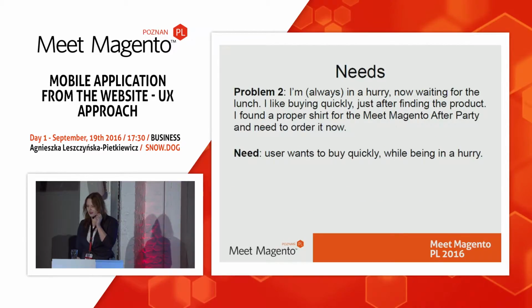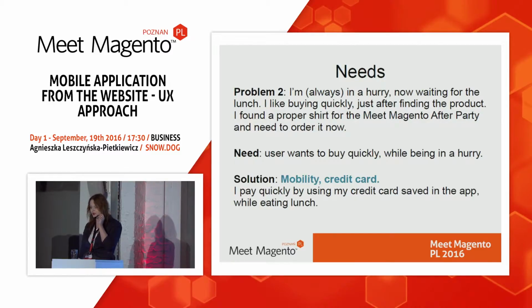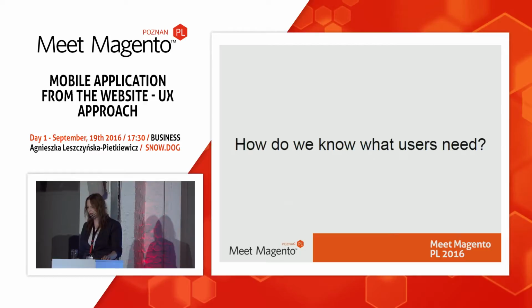Another one: I am in a hurry, now waiting for lunch. I like buying quickly, just after finding the product. So I found a proper shirt for the Meet Agenda after party, and I need to order it right now. So my need is to buy quickly while being in a hurry and sitting by the table. The solution is mobility and a credit card, for example. I can pay quickly using my credit card saved in the app while eating lunch. If you add such a feature to your mobile application, you will make people buy more often in such situations. They were just two examples. There can be much, much more.